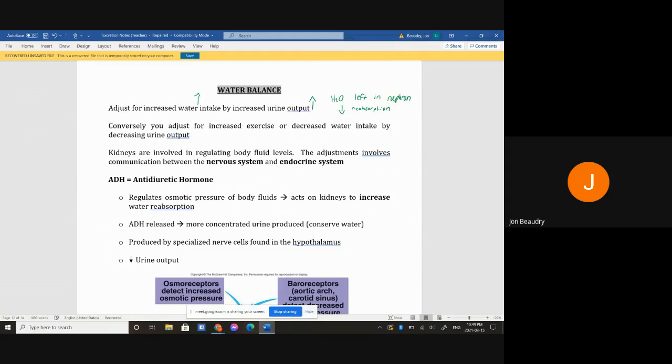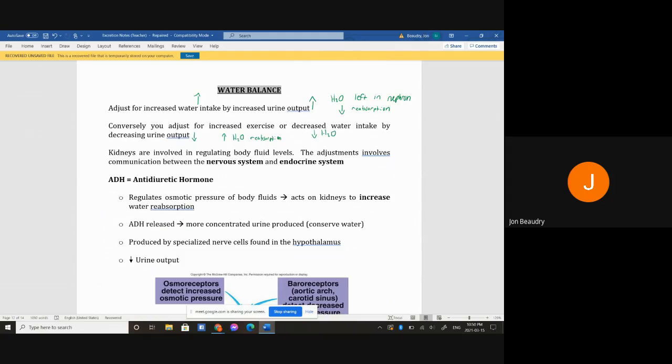Now, on the other hand, if I have a decreased water intake, then urine output will also decrease. And that's because I'm going to have increased H2O reabsorption. If my systemic level of water is low, then my nephrons are going to recycle and reuptake that H2O, bring it back into my efferent arteriole from those various parts of my nephron.